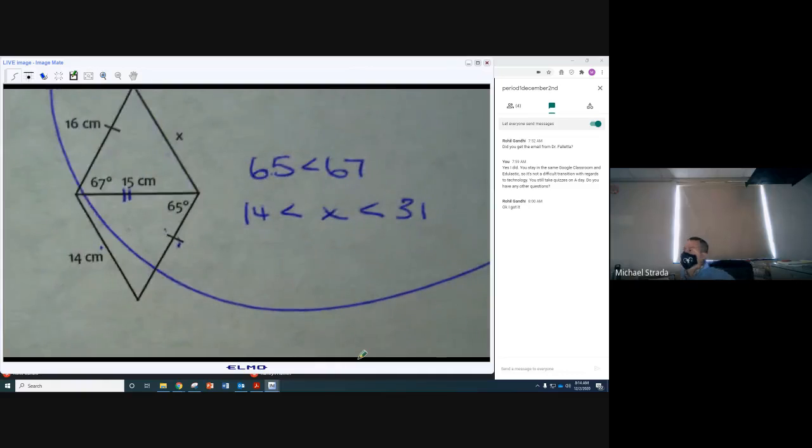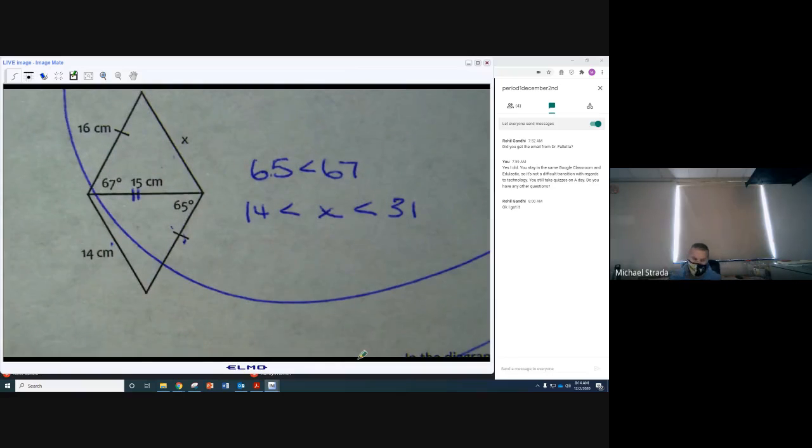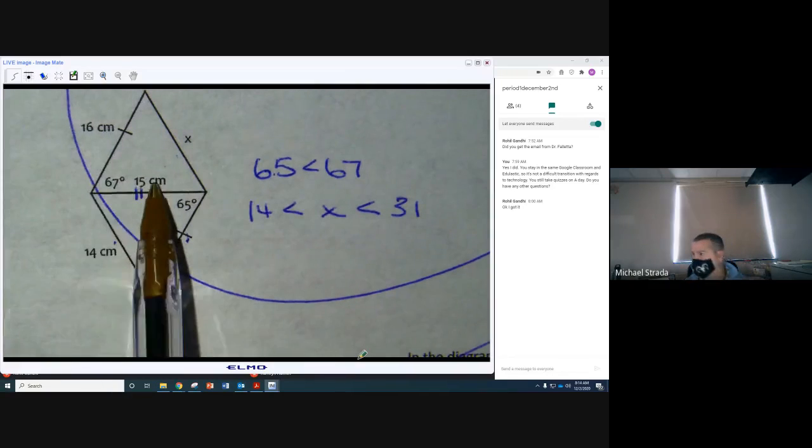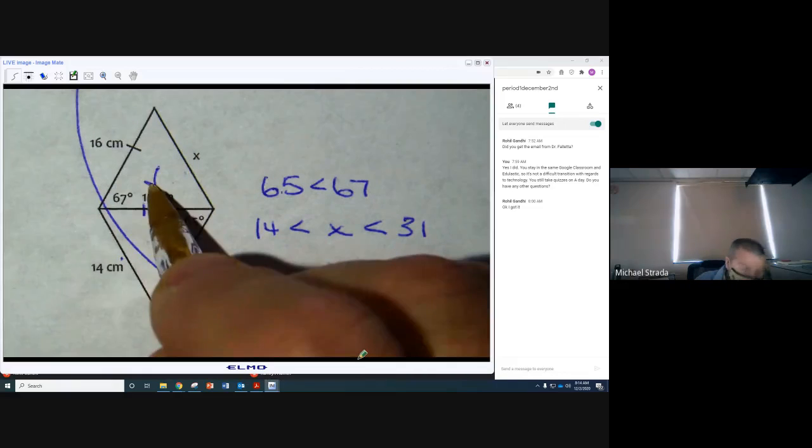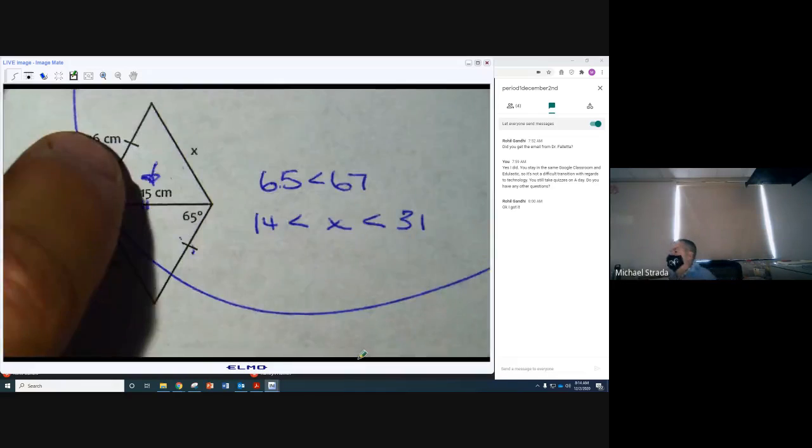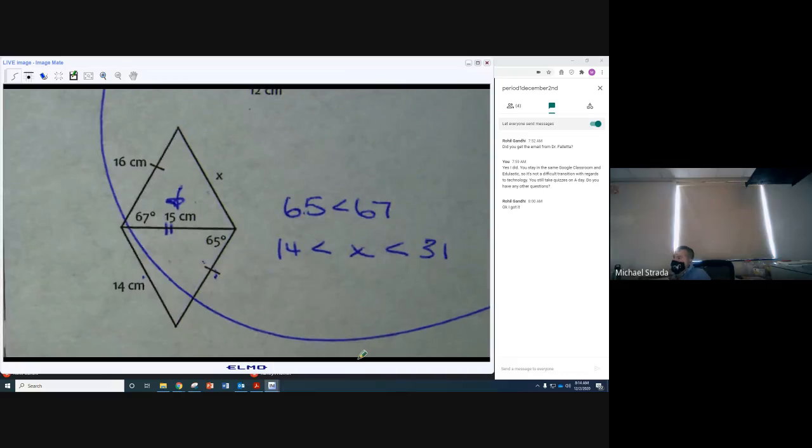So to answer your question, the only time it's 1 is when they don't give you the other side length. You got me? So if they didn't tell you this was 15 and they just gave you the 16, then it would only be 1. So if they give you 2 sides, then you got to add the third. So when in doubt, go with third. Okay? No worries. Everybody else good?